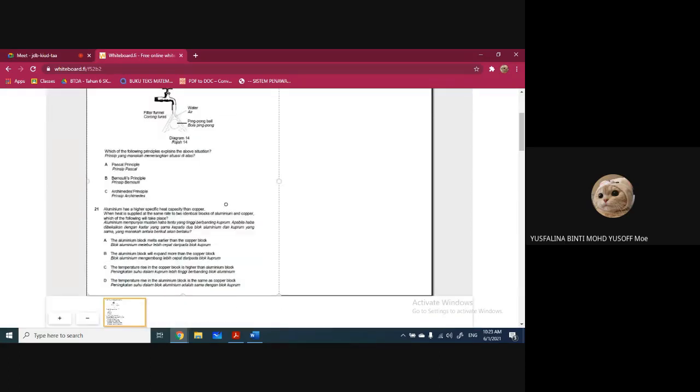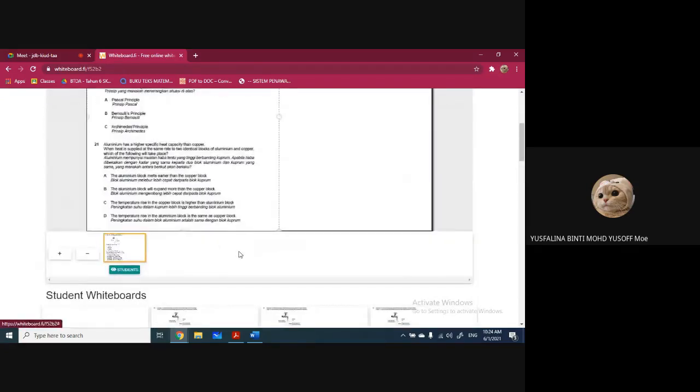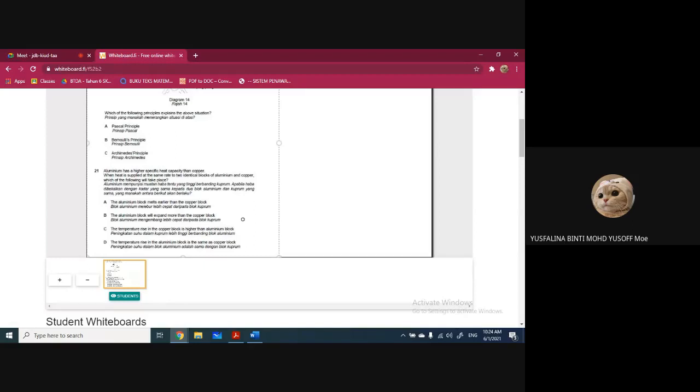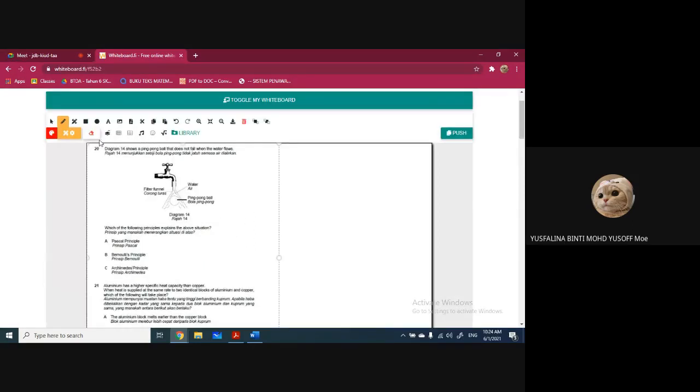Okay, for number 21, aluminium has a higher specific heat capacity than copper. When heat is supplied at the same rate to two identical blocks of aluminium and copper, which of the following will take place? Aluminium has higher specific heat capacity than copper, meaning the temperature of aluminium does not rise easily compared to the copper. So the answer should be that the temperature rise in the copper block is higher than the aluminium block. So number 21, the answer is C. Okay, next one.